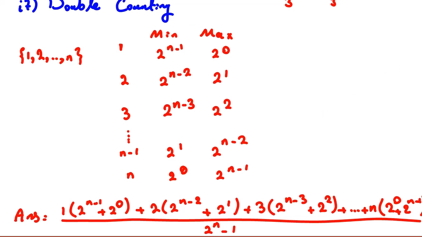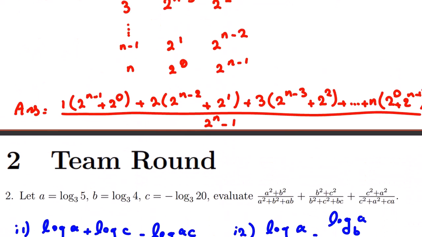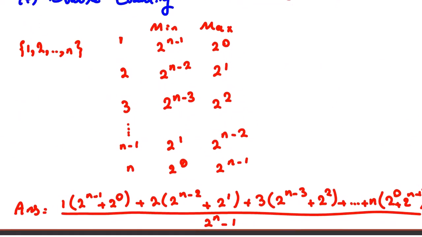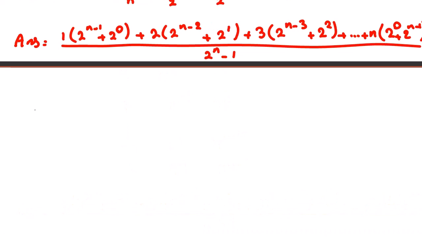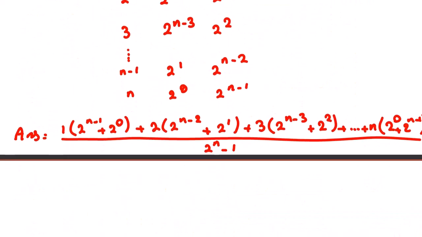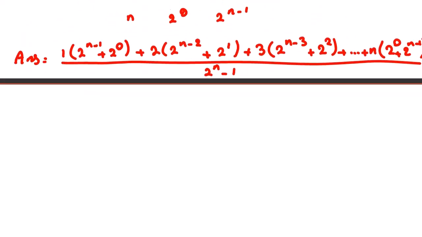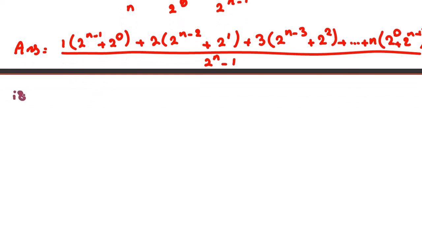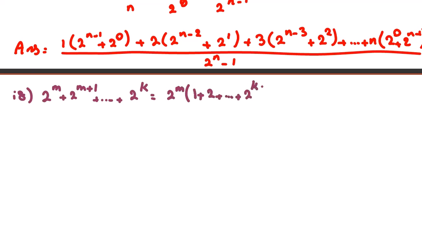Let's calculate this part together. Okay, let me open a new page. For solving this part, let me see how many ideas we have told you. Idea 7, idea 8. Idea 8 is 2 to the m plus 2 to the m plus 1 up to 2 to the k equals, you factor out 2 to the m, it will be 1 plus 2 plus up to 2 to the k minus m.